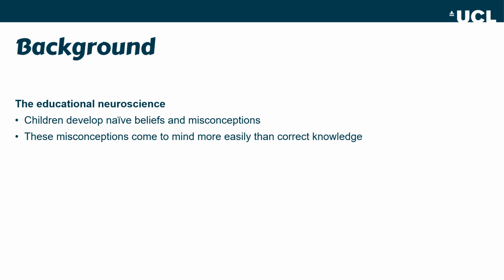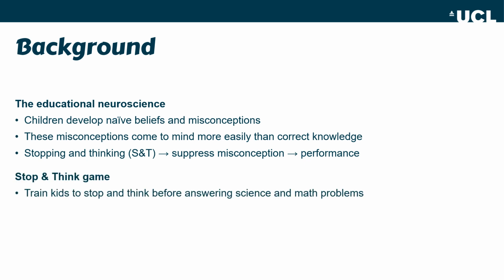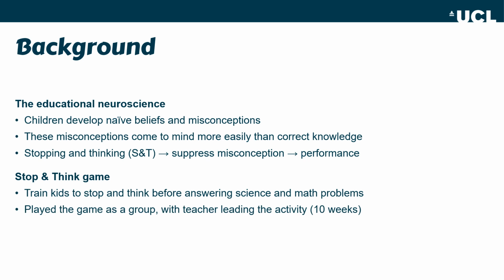than the correct knowledge. So the idea is that training children to stop and think before answering will allow them to suppress that initial incorrect response and allow time for the correct answer to surface. We developed a game called Stop and Think to train children to, you guessed it, stop and think before answering science and math problems, where classes played the game as a group with the teacher guiding the stop and think activity at the front of the room. They played this 3 times per week for 10 weeks in a large-scale trial, which proved to be quite successful.